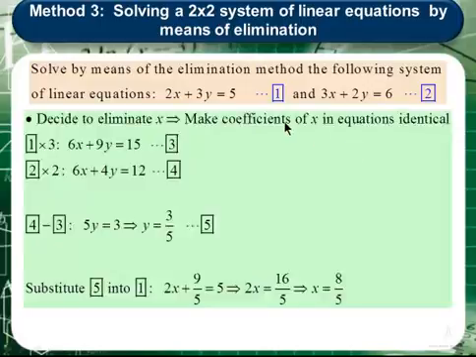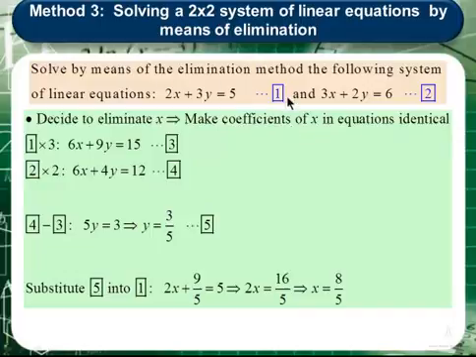Now the process in this case involves a strategy where we generate two new equations, say 3 and 4, with one of the unknowns in both those new equations having exactly the same coefficient. If we decide to eliminate the x variable or unknown in this case, then we must make sure that in the new equations that we generate, the coefficients of x are identical.